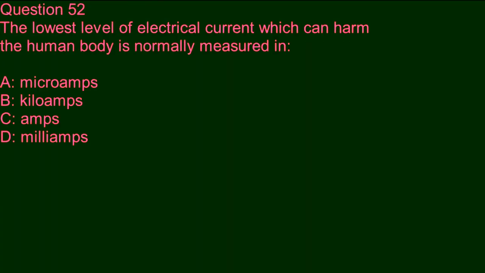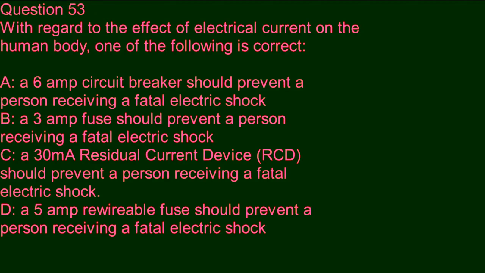Question 52. The lowest level of electrical current which can harm the human body is normally measured in A. Microamps. B. Kiloamps. C. Amps. D. Milliamps. Right answer, D. Milliamps.